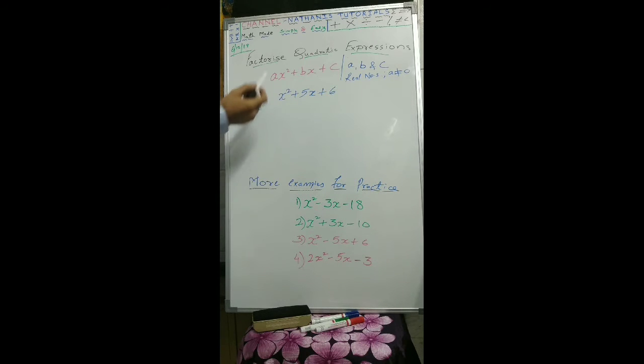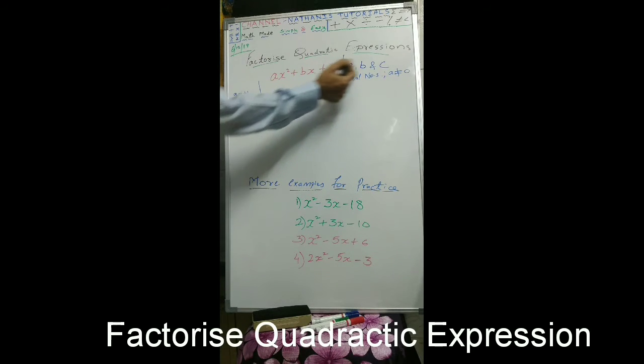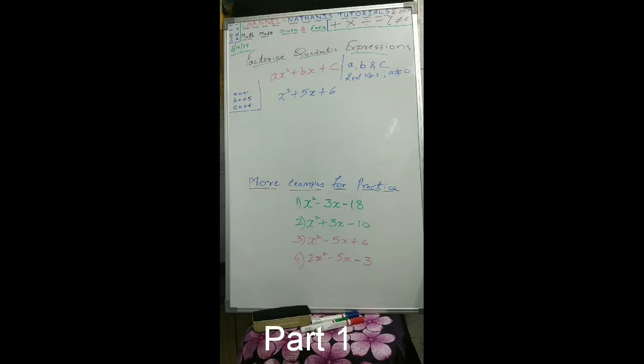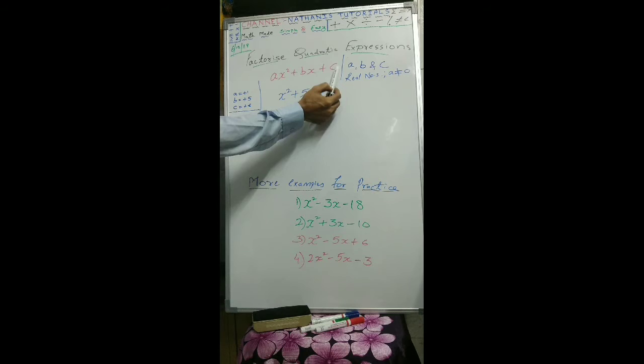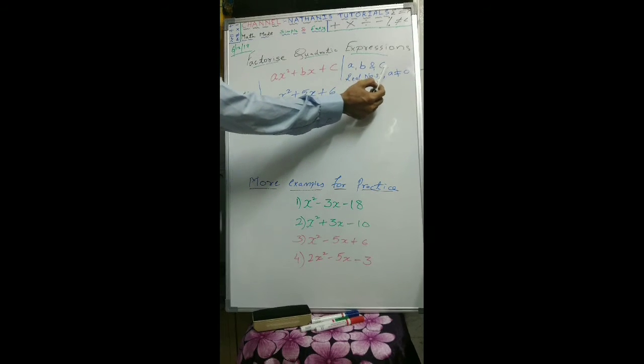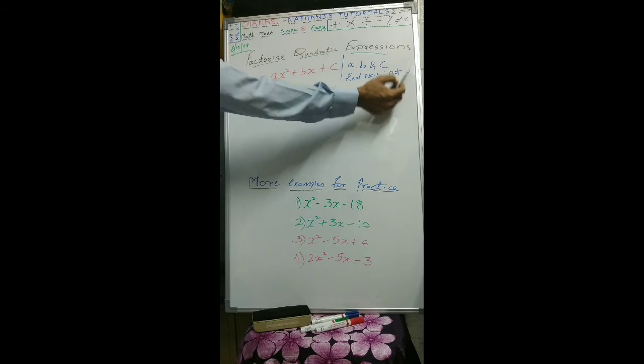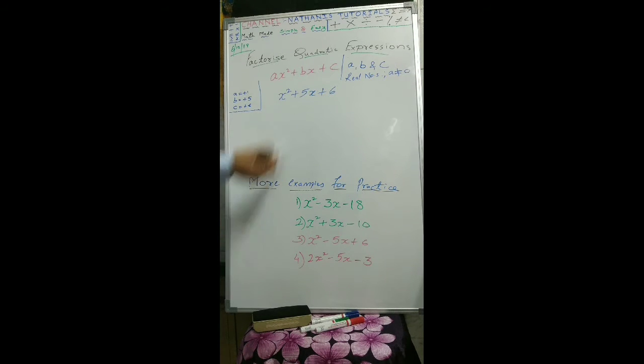In this video, we are going to learn how to factorize a quadratic expression by splitting the middle term. The general form of a quadratic expression is always ax squared plus bx plus c, where a, b and c are real numbers and a is not equal to 0. So let's take an example. This is a quadratic expression, x squared plus 5x plus 6, where the value of a is positive 1, the value of b is positive 5, and the value of c is positive 6.